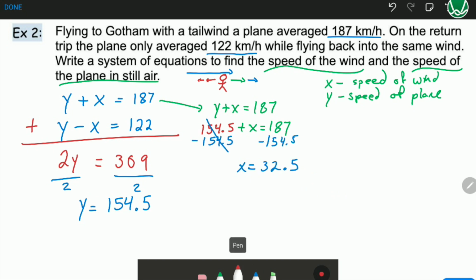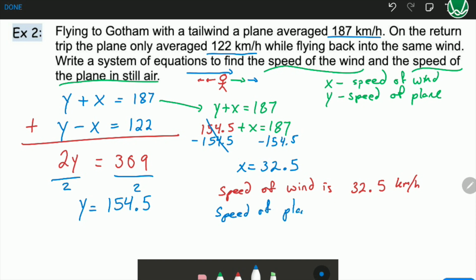So to summarize, the speed of the wind is 32.5 kilometers per hour. Per second, per hour. X representing the speed of the wind. And y represents the speed of the plane in still air. So the speed of the plane in still air is 154.5 kilometers per hour.